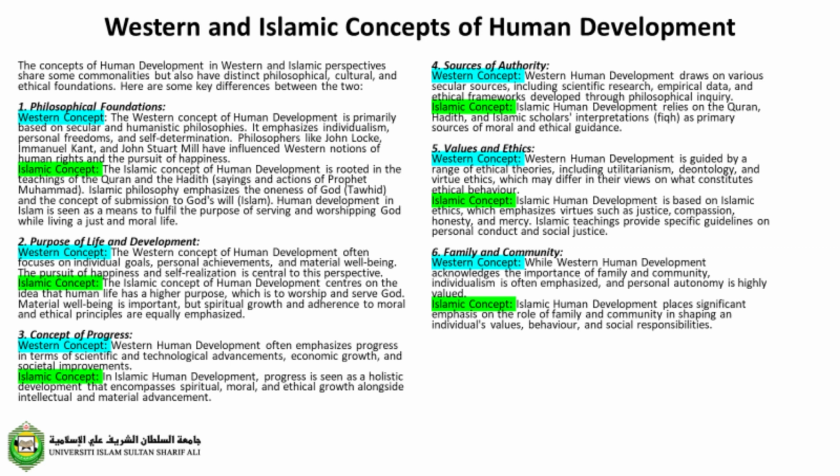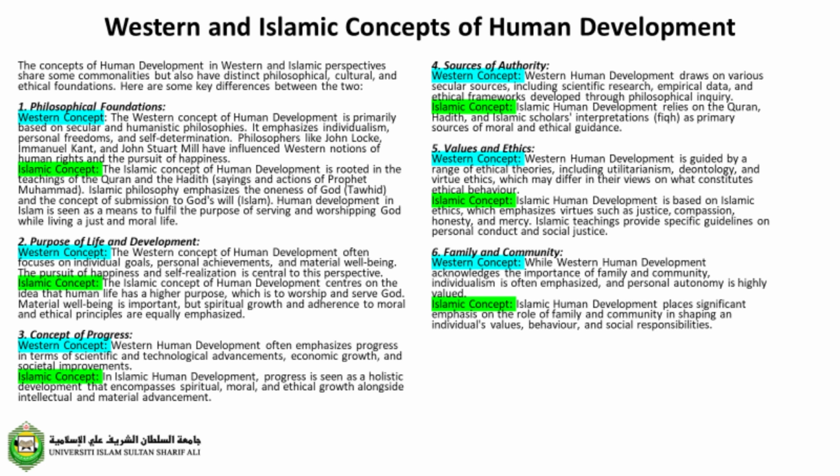5. Values and ethics. Western concept. Western human development is guided by a range of ethical theories, including utilitarianism, deontology, and virtue ethics, which may differ in their views on what constitutes ethical behavior. Islamic concept. Islamic human development is based on Islamic ethics, which emphasizes virtues such as justice, compassion, honesty, and mercy. Islamic teachings provide specific guidelines on personal conduct and social justice.